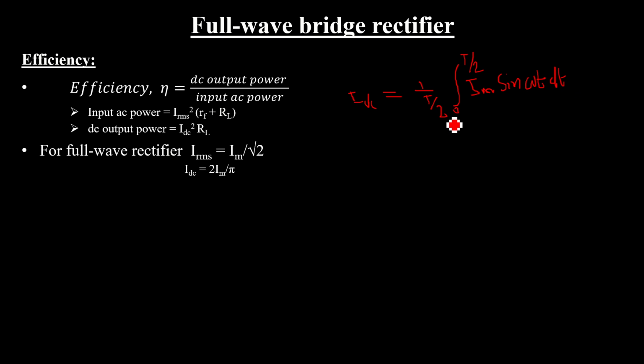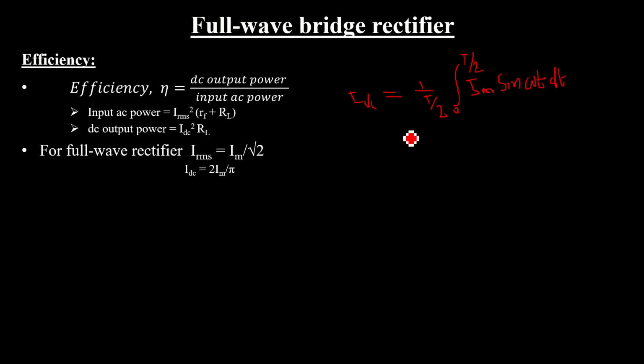If we do this integral, we will get IDC as 2 Im by pi. In the previous case, for a half wave rectifier, we had the period as 1 by T itself, and we had to integrate from 0 to T by 2 of Im sin omega t, plus from T by 2 to T, it is 0. But here the period itself is T by 2, so we have to use this expression to find IDC, and we will get IDC equal to 2 Im by pi.